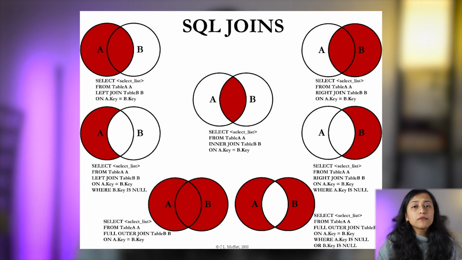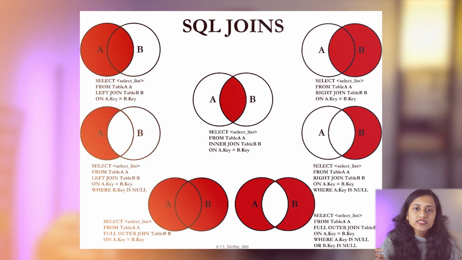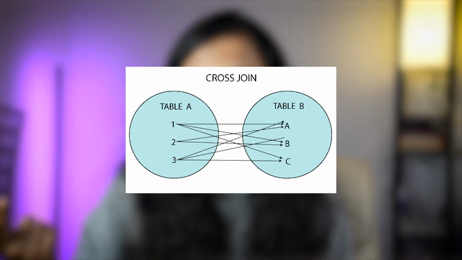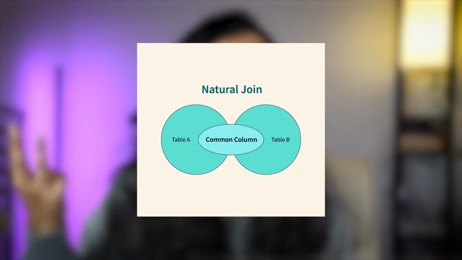Now, apart from inner joins and outer joins, we also have cross joins, natural joins, and self joins in SQL. Cross join is the Cartesian product of two tables, and it is used to get all possible combinations of A with B.